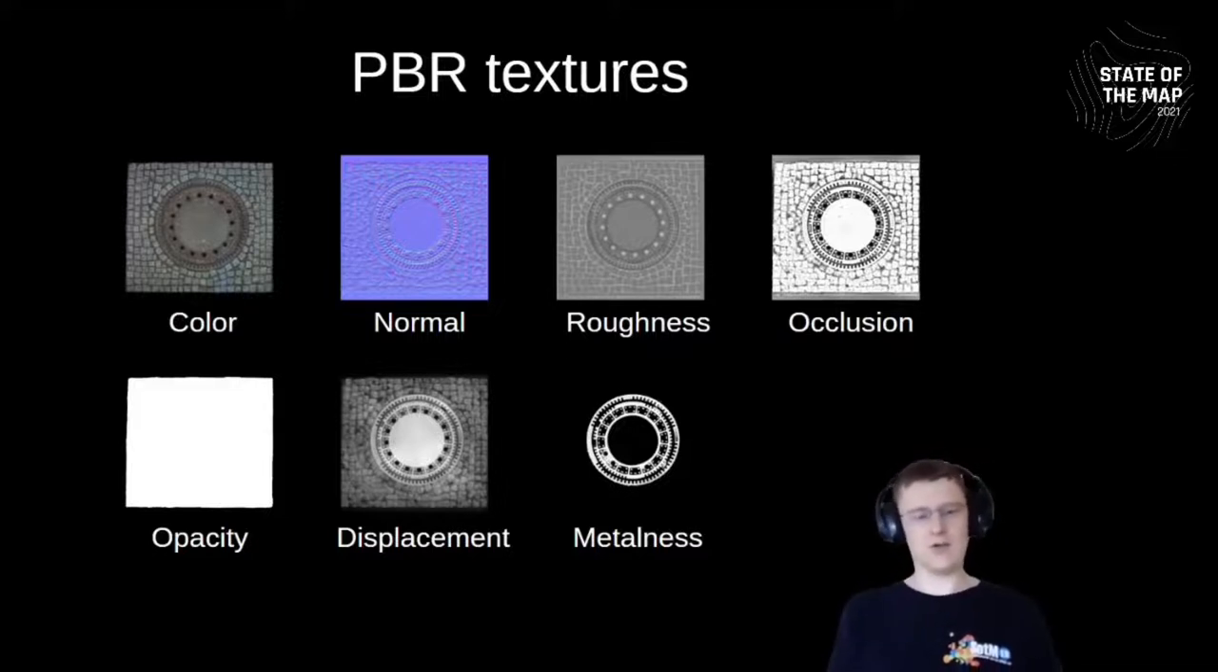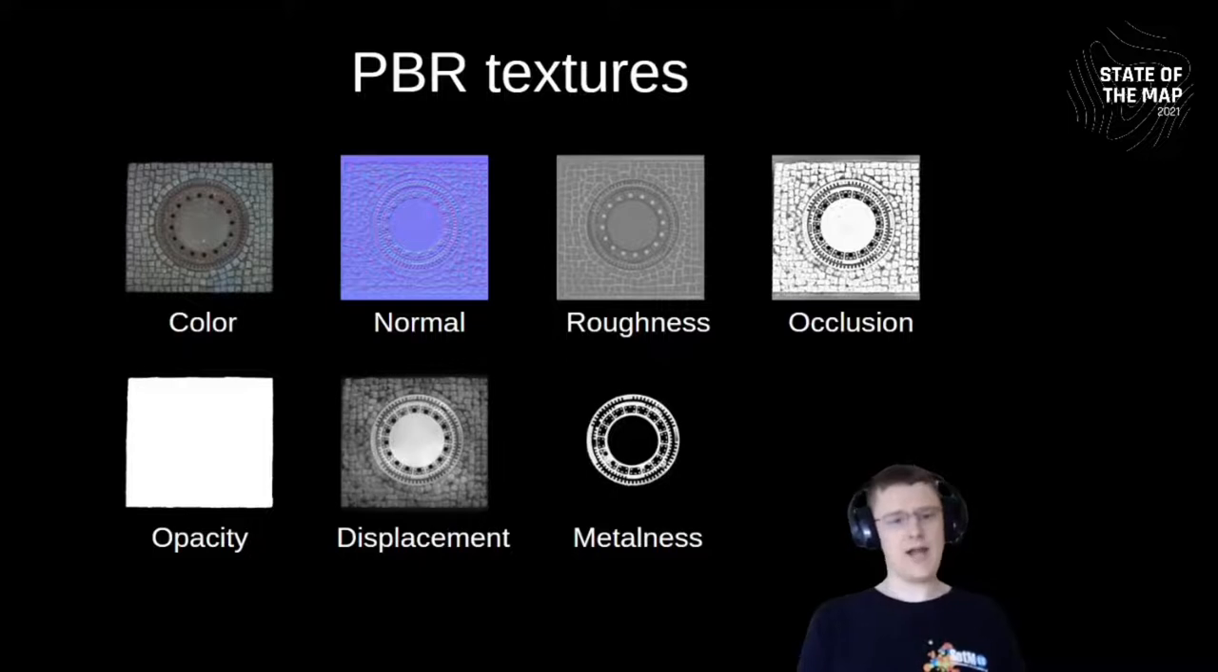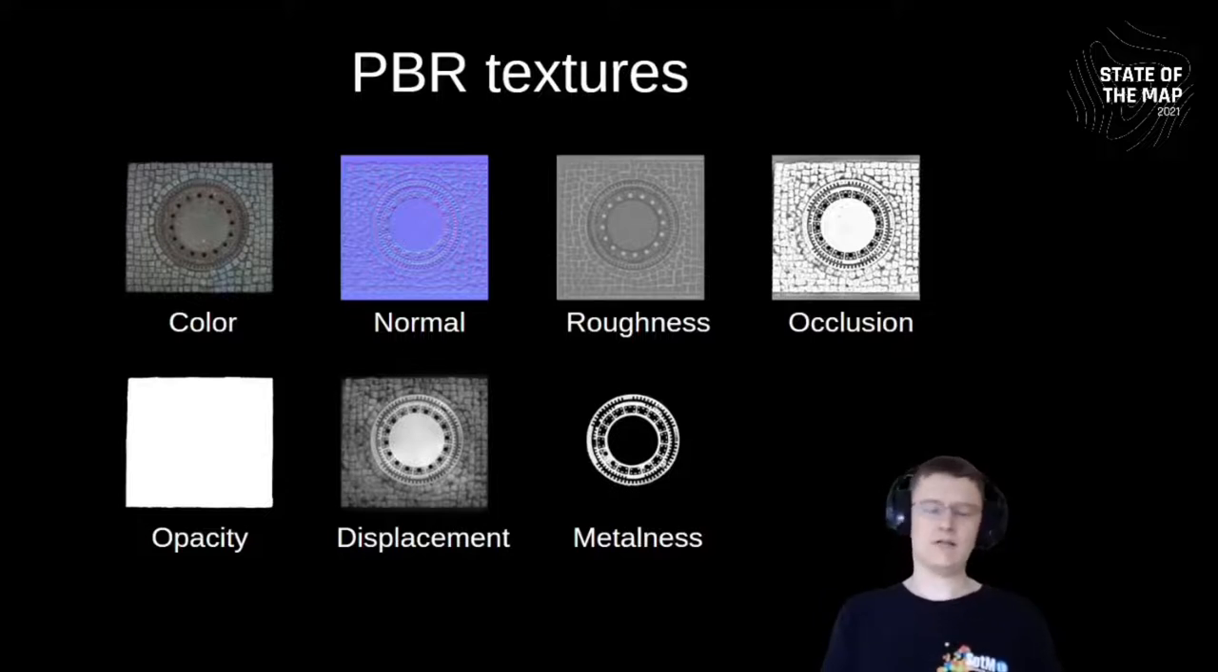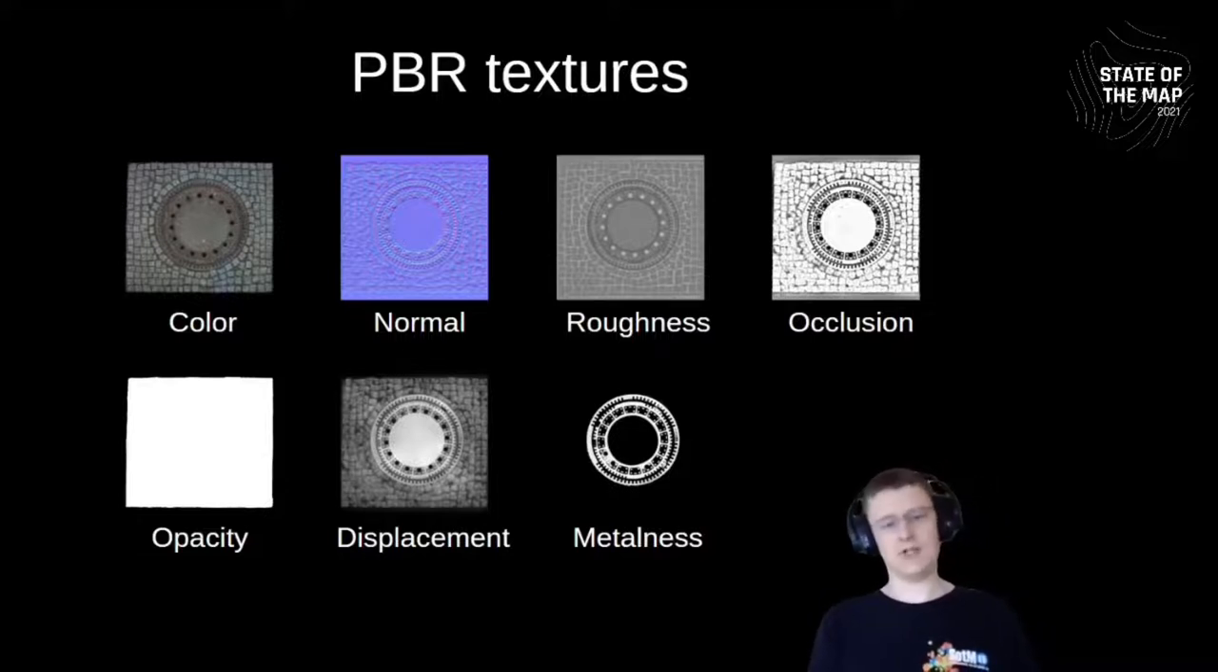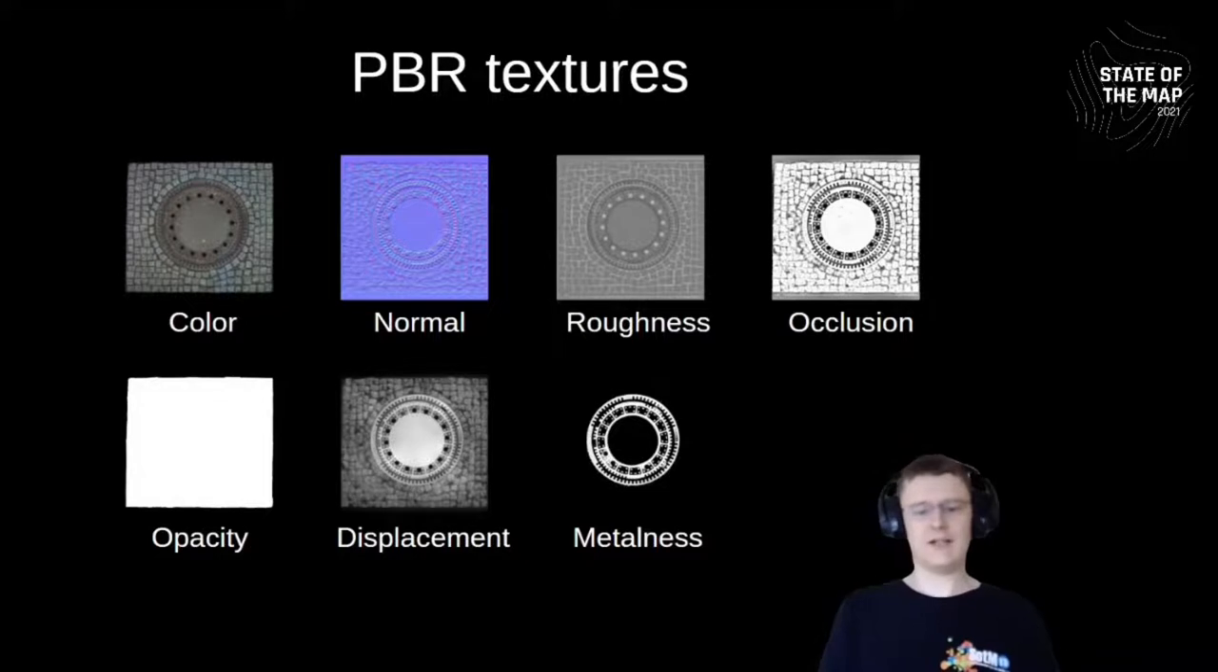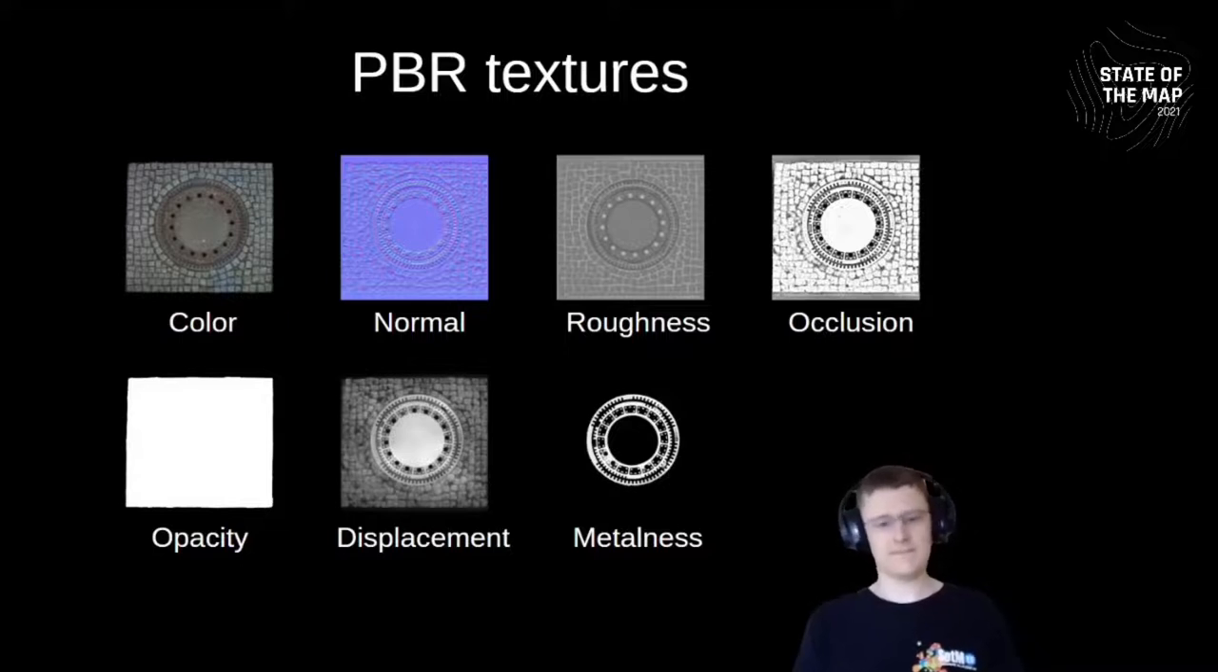This is something that OSM2World has been doing for quite a while with textures representing a material's color and opacity. But OSM2World now also supports different kinds of textures, such as normal and displacement textures, which depict the small scale elevation changes in a surface, and the roughness, metalness, and occlusion information, which is commonly used in PBR pipelines.